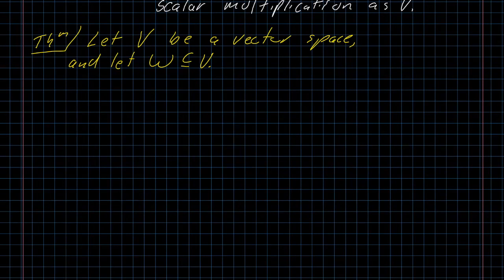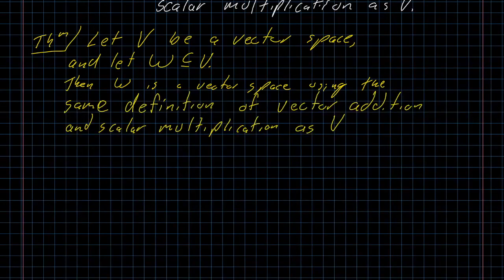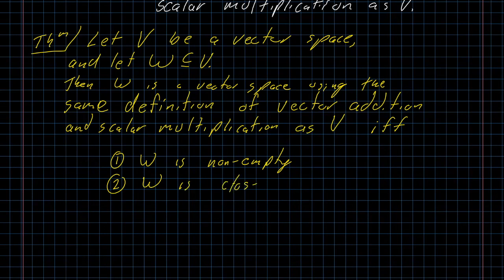So if we let V be any vector space, and we let W be a subset of V, we can conclude that W is a vector space using the same definition for vector addition and for scalar multiplication as V, if and only if, first, W is non-empty, and second, W is closed under linear combinations.